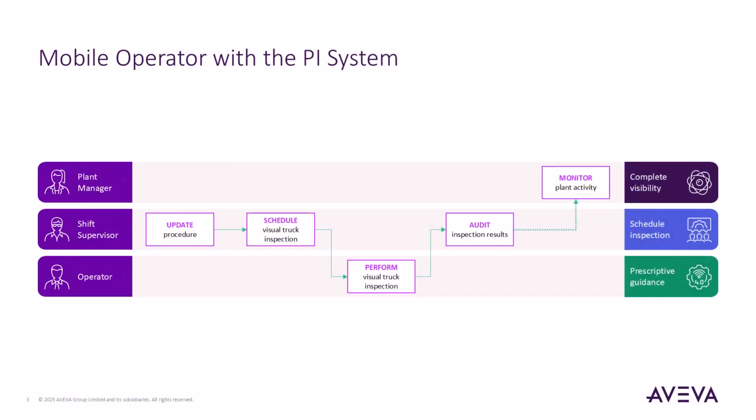In the following demonstration, a shift supervisor uses Aveva's Mobile Operator Rounds to update a haul truck inspection procedure, and then schedules it to be completed by an operator in the field. The operator performs the visual inspection by following the steps of the procedure sent to their mobile device via the Mobile Operator app. Once completed, the supervisor audits and approves the inspection results, while the plant manager can monitor the plant activity, viewing PI Vision dashboards of the truck fleet, and the manual data entry responses coming directly from Mobile Operator.